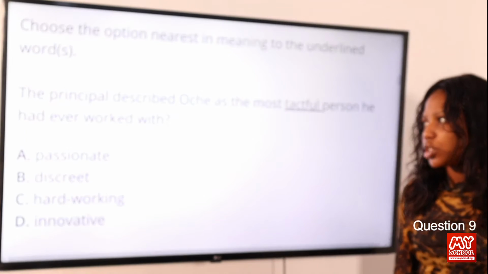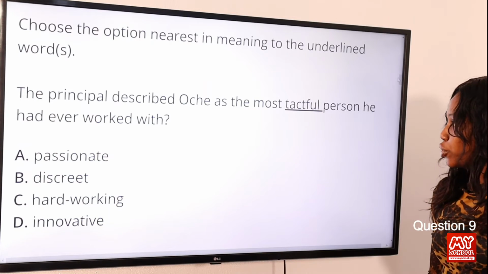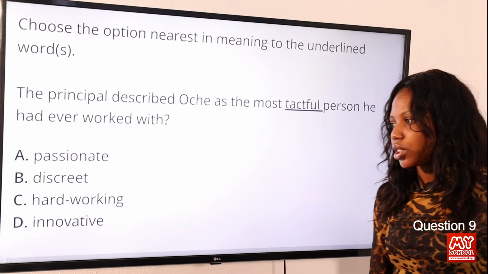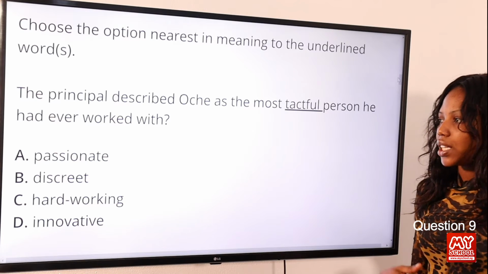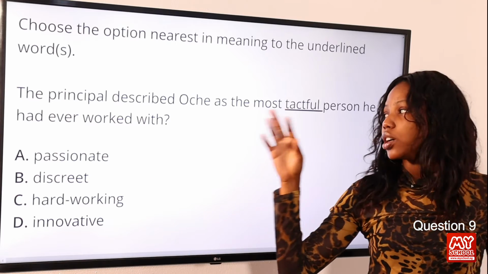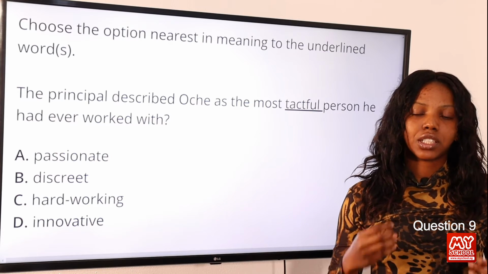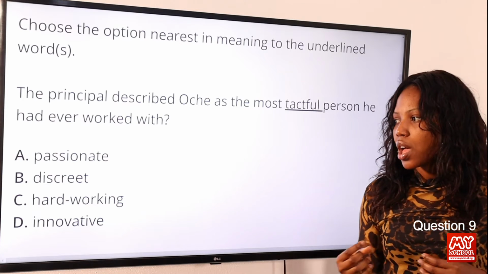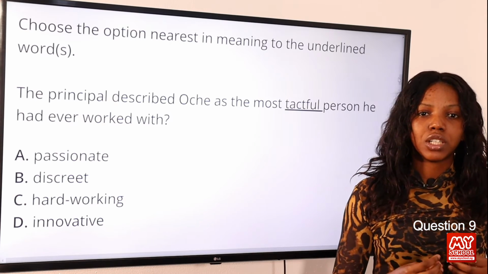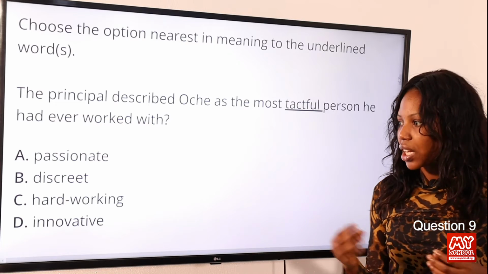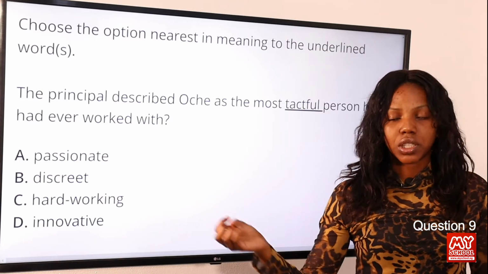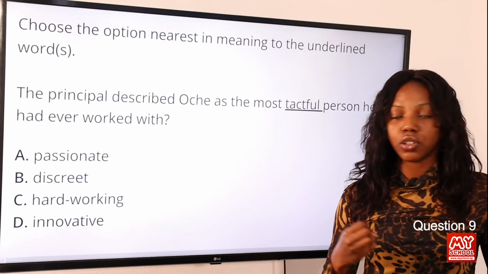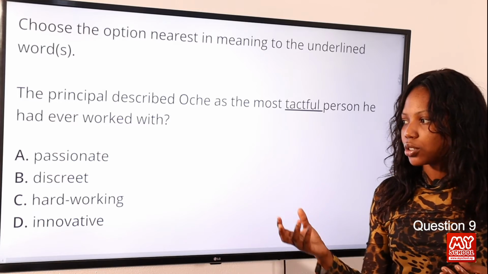Question 9. The principal described Oche as the most tactful person he had ever worked with. Option A, passionate. Option B, discreet. Option C, hardworking. Option D, innovative. The answer to this question is discreet, because the word tactful means having skills or showing sensitivity, being careful not to do or say anything wrong. And discreet is to be careful or prudent with one's speech or action. So the answer is option B. When we talk about hardworking, it is doing something well, doing something rapidly. Innovative is creation of new ideas. So the answer is option B, discreet.